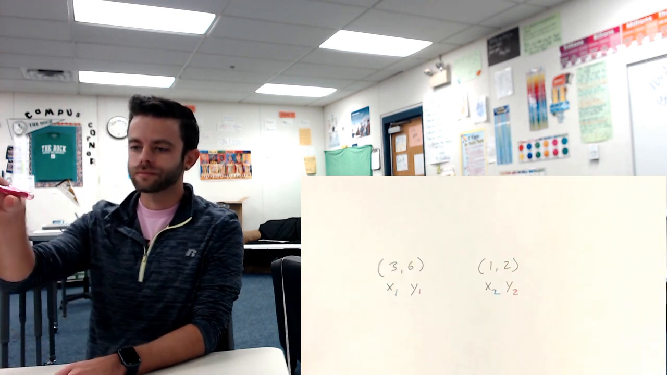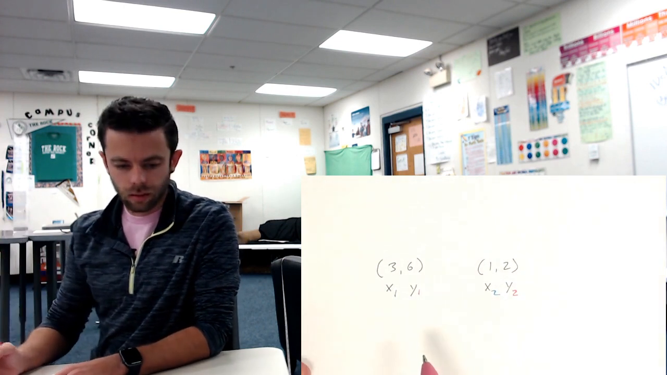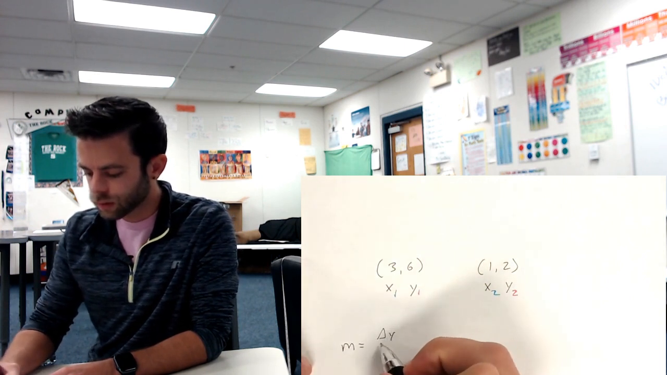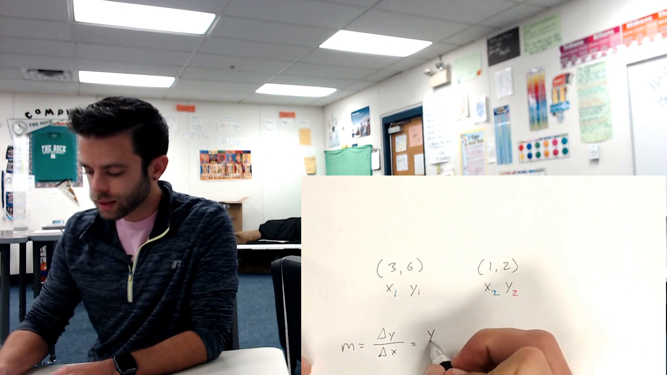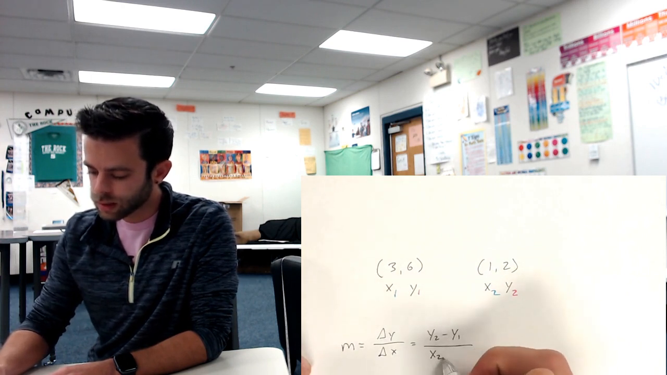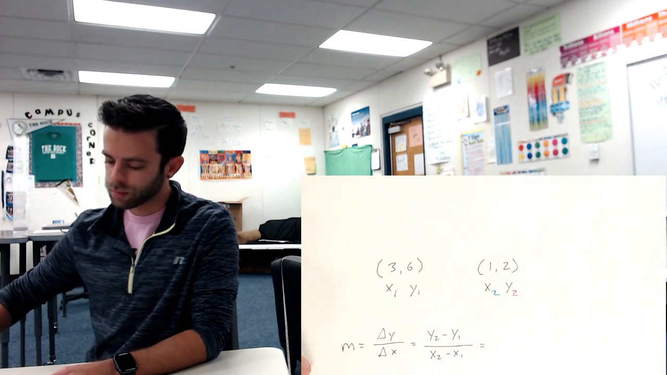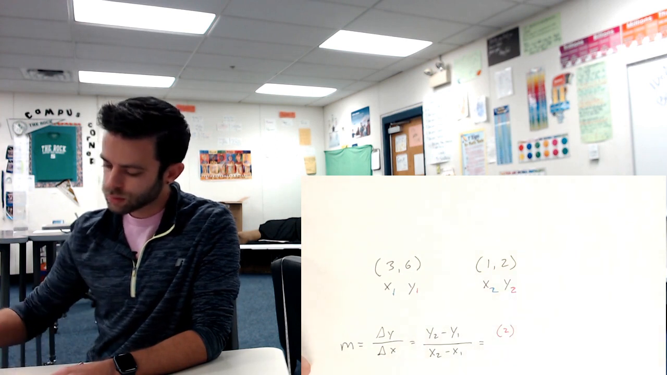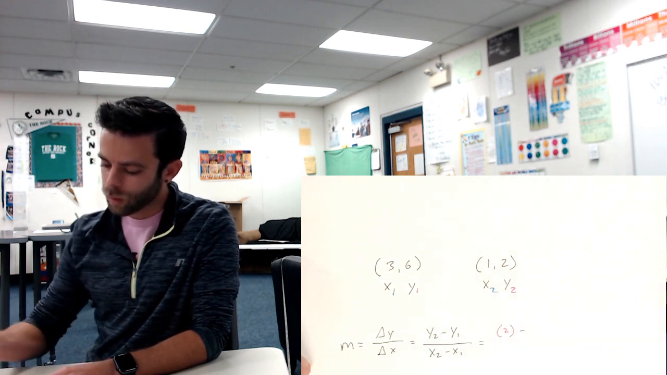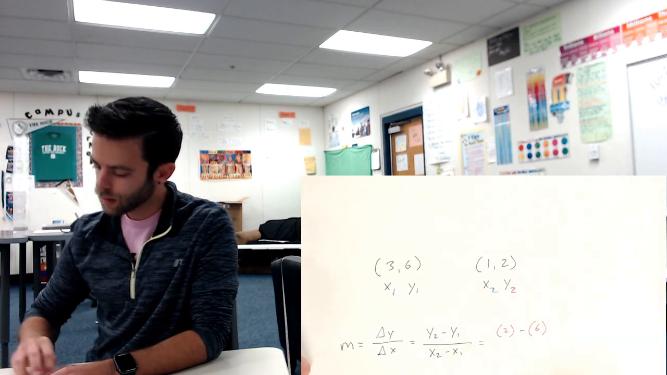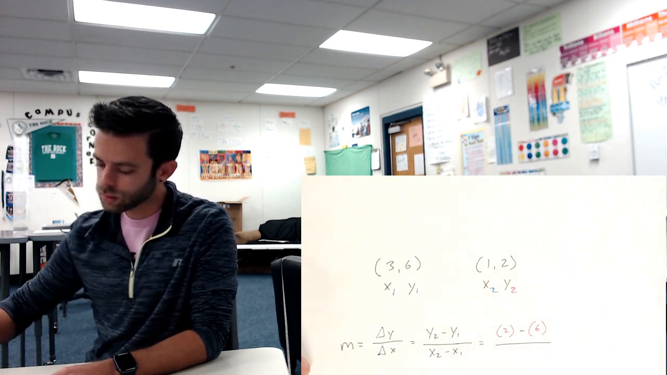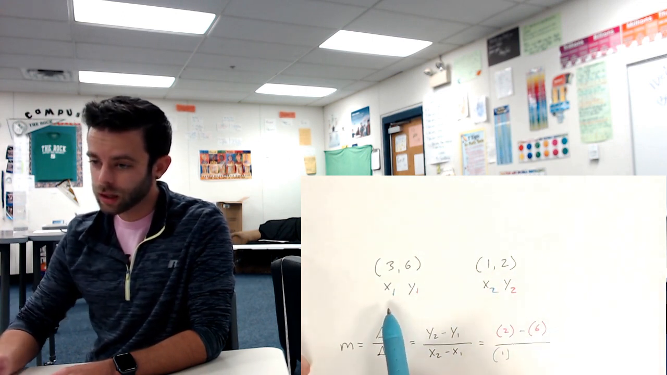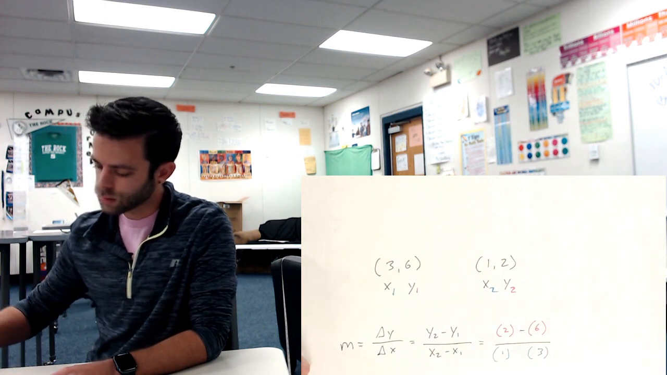So we are going to now plug and chug. So our formula is m equals change in y over change in x, which is y2 minus y1 over x2 minus x1. And then we plug and chug. So our y2 value is 2, subtract our y1 value, which is 6, and we're going to put it over our x2, which is 1, and our x1 value, which is 3. Of course, we got to subtract them.